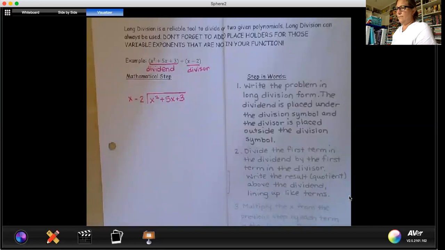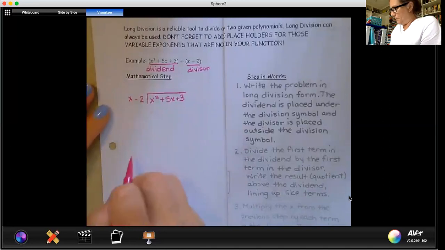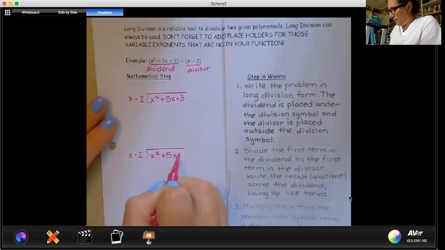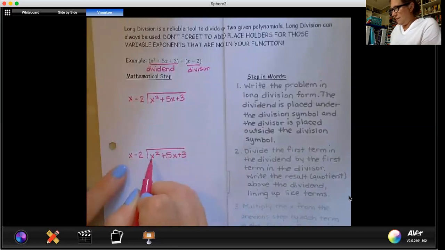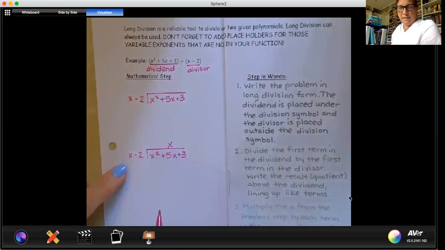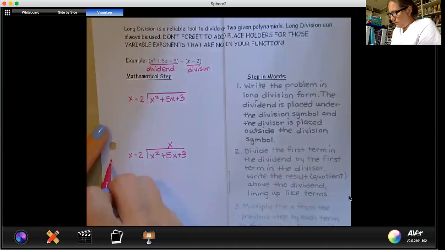Divide the first term in the dividend by the first term in the divisor and write the result, which is part of your quotient, above the dividend lining up like terms. So here is step 2. And yes, you're going to be writing this a lot. So x goes into x squared. How many times? Or x times what is x squared? And that is x. X times x is x squared. So just a reminder, x squared divided by x is x.